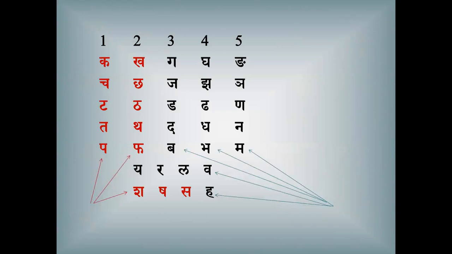Now, that which is marked in red color, that is the first letter of all the classes. Please listen carefully. The first letter of all the classes and the second letter of all the classes and the first three sibilants, sha, sha, sa, they are hard consonants. It means when uttering these consonants, there will not be much vibration in your throat. Whereas the third letter of all the classes, the fourth letter of all the classes, and the fifth letter of all the classes, and all the semi-vowels plus the sibilant ha, they are soft consonants. In uttering these consonants, there will be vibration at the throat.